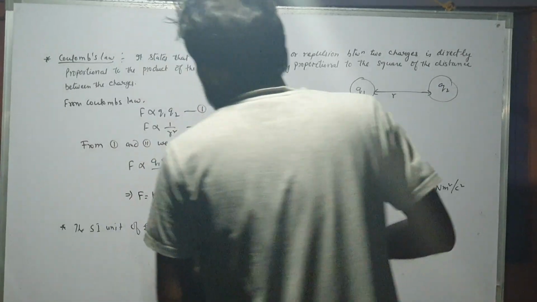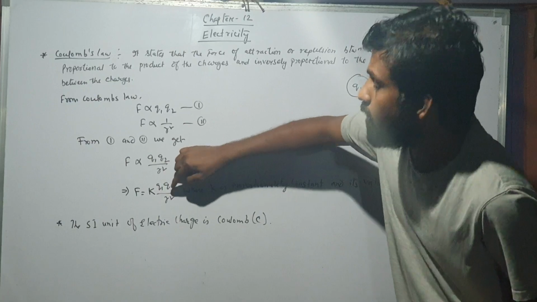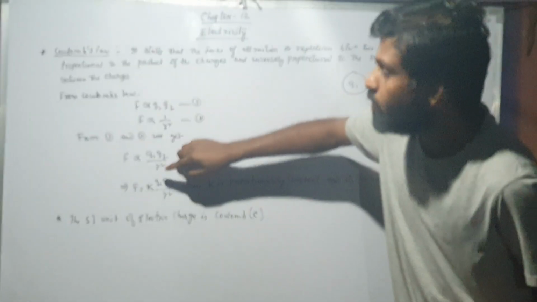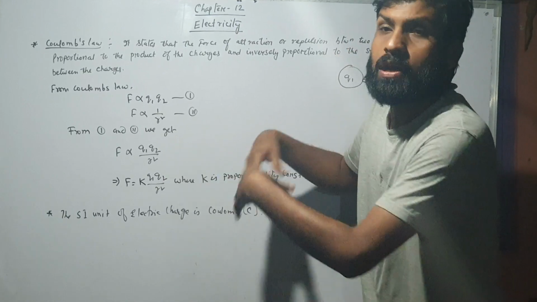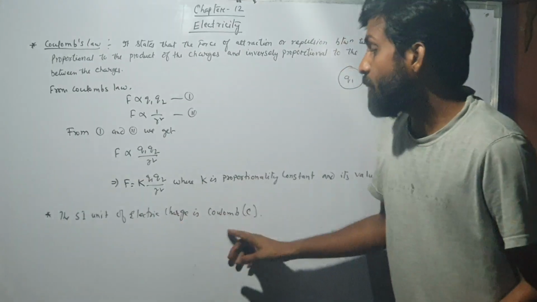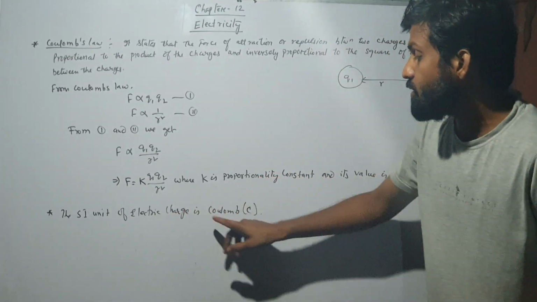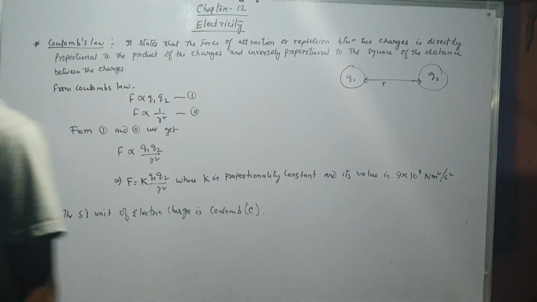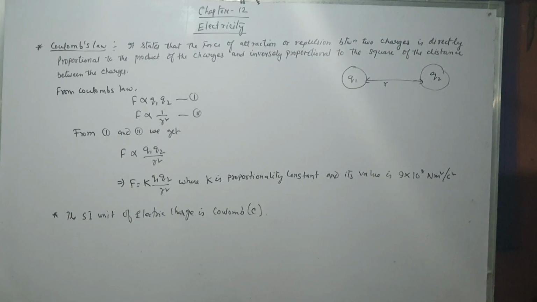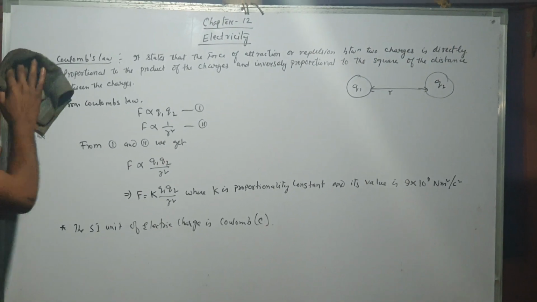So what is left here? Just Q1 and Q2, the charges. Since this law was discovered by Coulomb, the unit of charge was taken to be Coulomb. So I have written that the SI unit of electric charge is Coulomb, and it is denoted by capital C. Now that we know the SI unit of charge is Coulomb, we can define electric current.